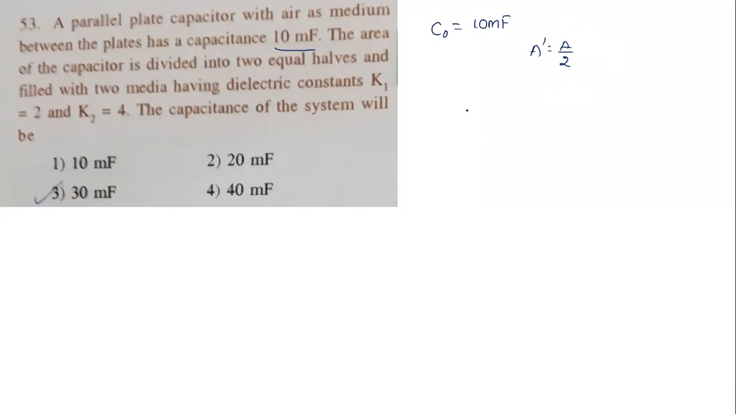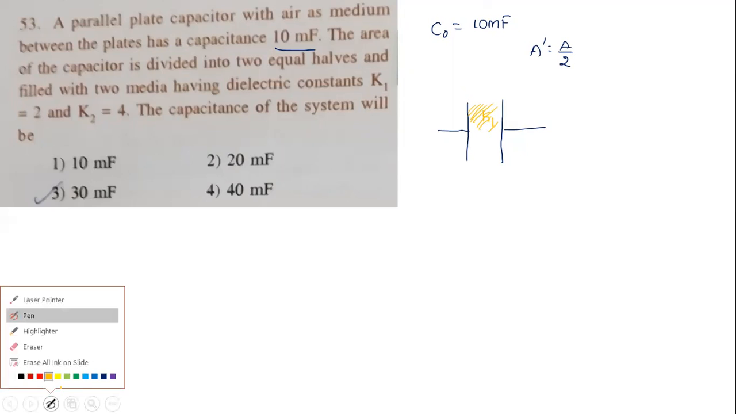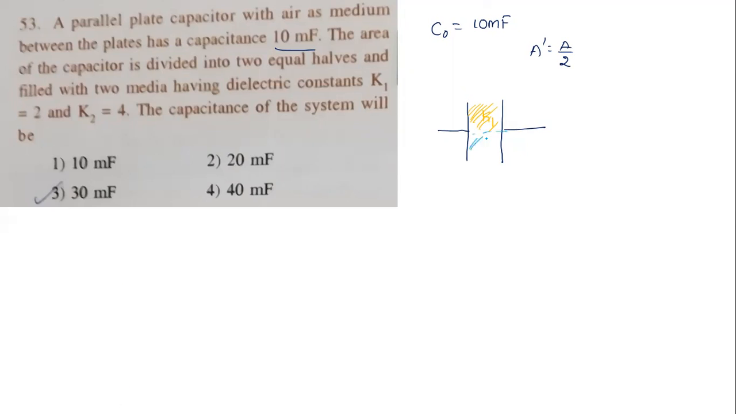Now if I take a simple diagram, this is the diagram of the capacitor. We are dividing it into two equal halves, which means we are dividing the area. The upper area, let me take yellow color, is with K1, and the lower area is with K2. If I separate them, it will look like this: this is with K1, this is with K2, and they are connected like this.